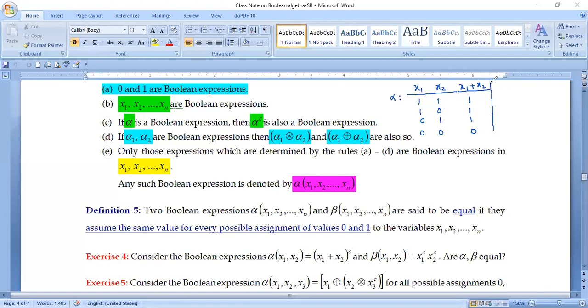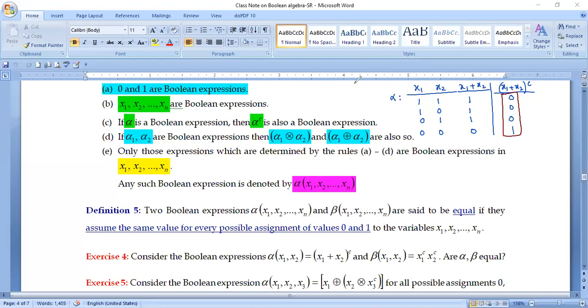This is our requirement, so we can introduce one more extra column. We can write it as (x1 + x2) complement, and you know that 1 complement is 0. We proved it in the last class. 1 complement is 0, 1 complement is 0, and 0 complement is 1. So this chart that we have obtained is the chart for the Boolean expression alpha.